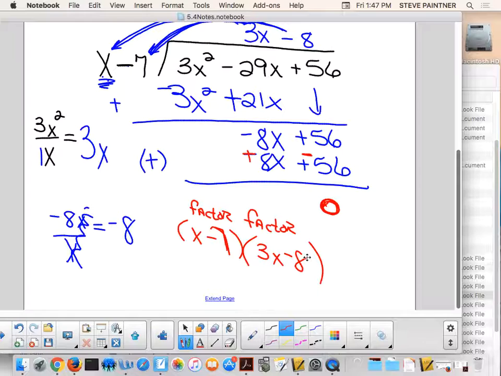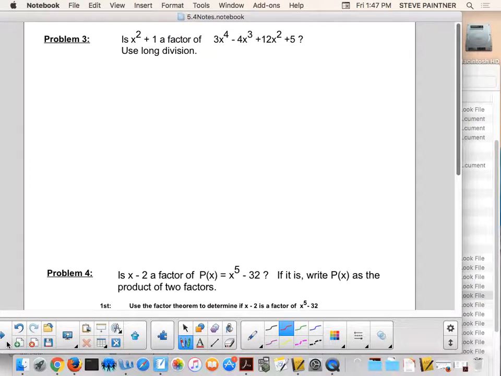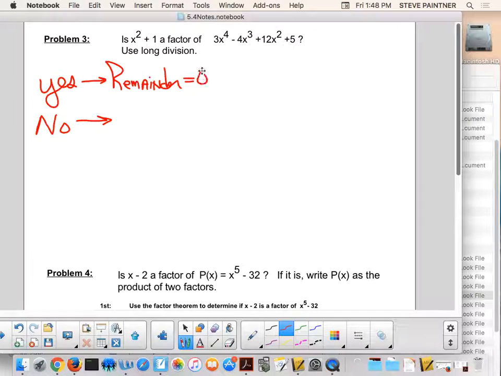is x squared plus 1 a factor of this long expression? Use long division to say yes or no. What would a yes mean? It is a factor. If you're going to say yes, the remainder is 0. If you're going to say no, the remainder is not 0.